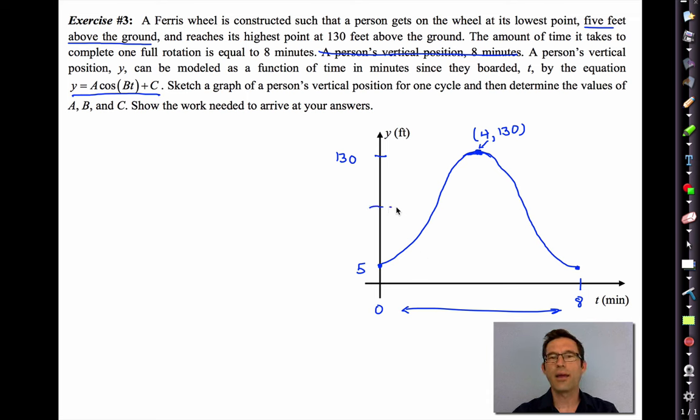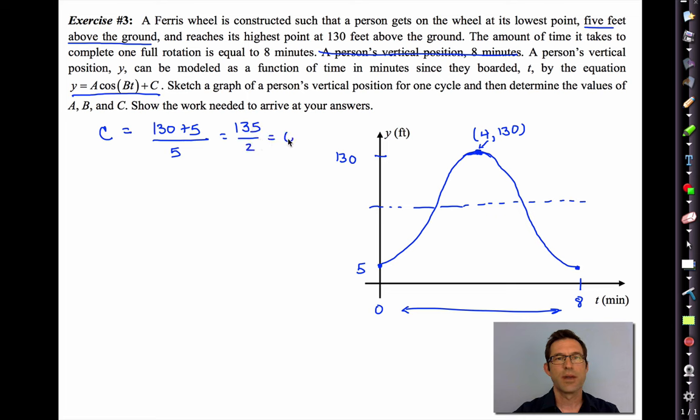As always, I like to figure out the value of C first when possible, because C is simply the average of my max and my min values. Now, this doesn't turn out to be the nicest value on earth, but hey, this is Algebra 2. We can deal with decimals and fractions, so C is 67.5.